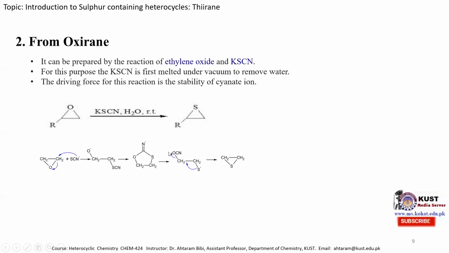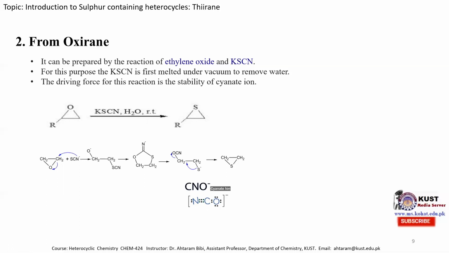This cyanide ion has greater stability, and therefore the reaction proceeds: the oxirane ring in the presence of potassium thiocyanate produces the thyrane molecule. This is the cyanide molecule, and one can see that due to resonance it is stabilized.